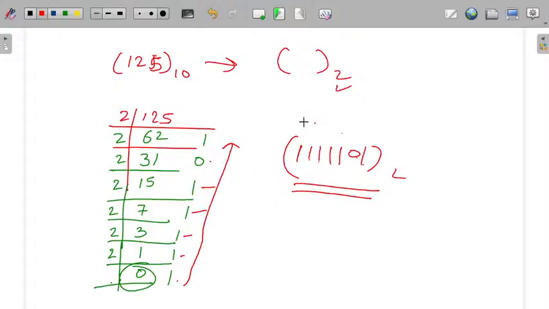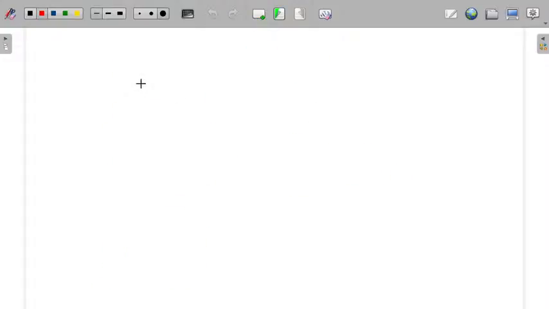I hope you have understood. Now I am going to give you one question. Convert the decimal number 200 into base 2. Do it in your copy and write your binary answer in the comment.